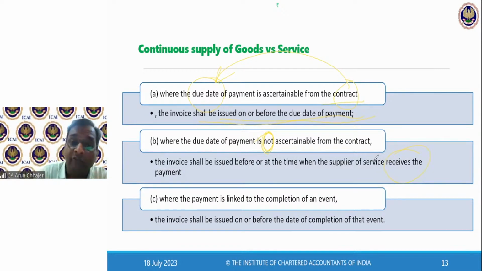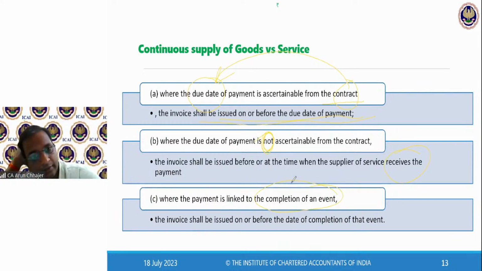And third is when the payment is linked to the completion of an event. Let's say in case of the real estate sector, there is a contract that once the structure of the building is completed, the recipient has to pay 10%. When the floor is being started, the recipient has to make an additional 10%. When the respective floor is completed, the recipient has to make the payment of 15%. When the particular flat is completed, then the recipient has to make the payment of 30%. And on final delivery, the balance payment would be made.